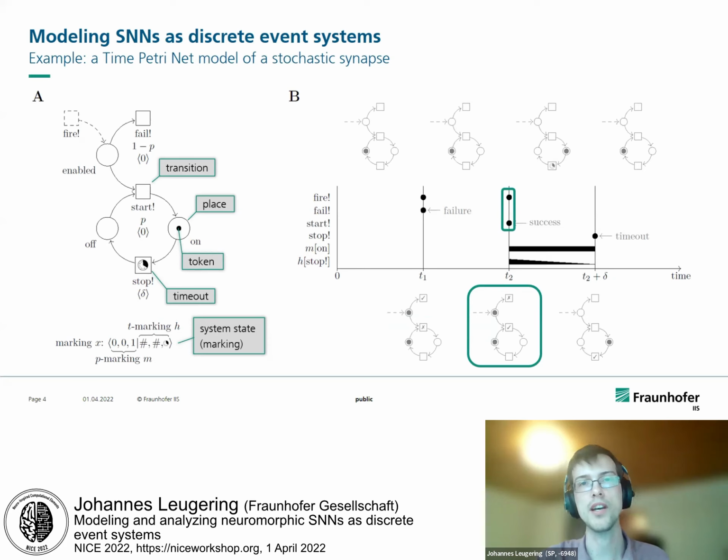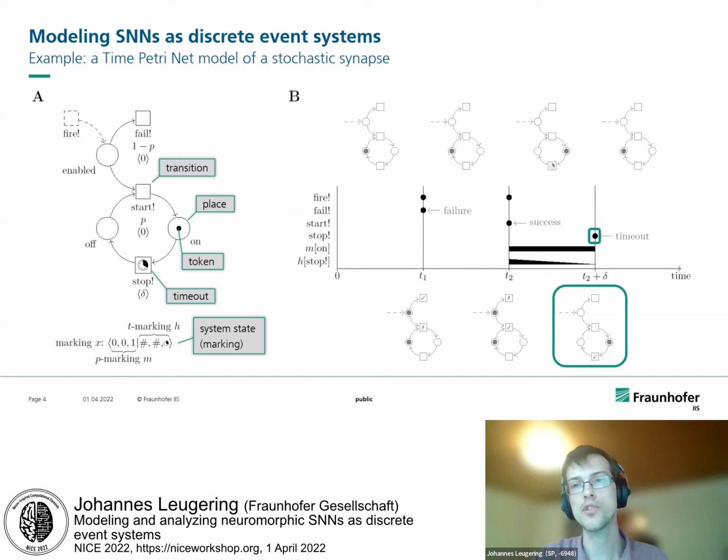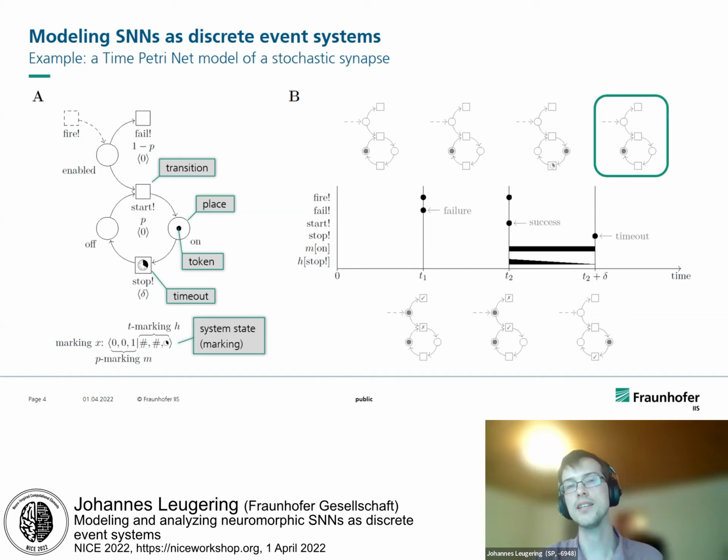In the second example, a spike arrives, but this time the other transition, the start transition, is chosen, which means the synapse will now turn on and start an EPSP. And what that means is the state of the synapse will go from the off state to the on state, and that immediately triggers a countdown timer, which just tracks the remaining time of this EPSP. And once the time is up, the timeout condition is reached, and the synapse will reset through the stop transition and then go back to the initial state.